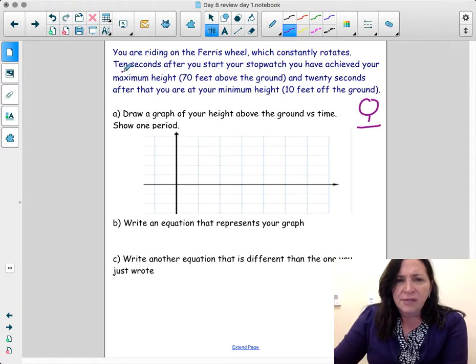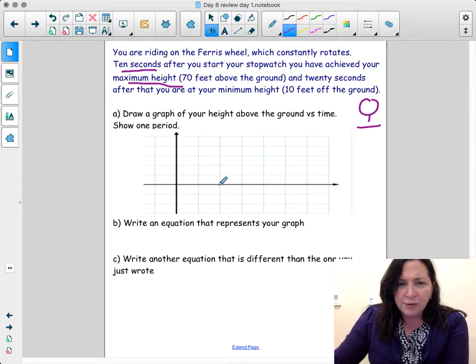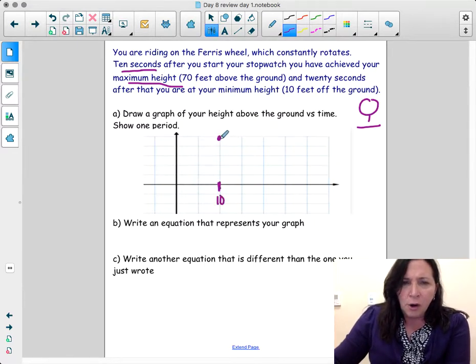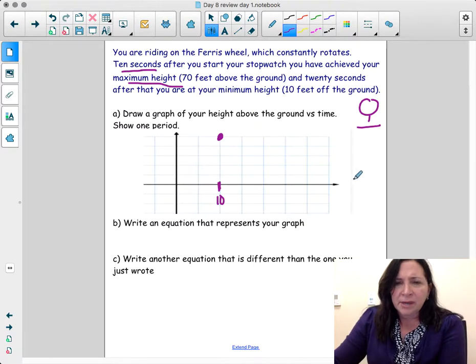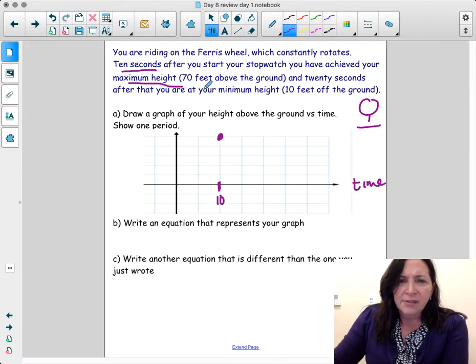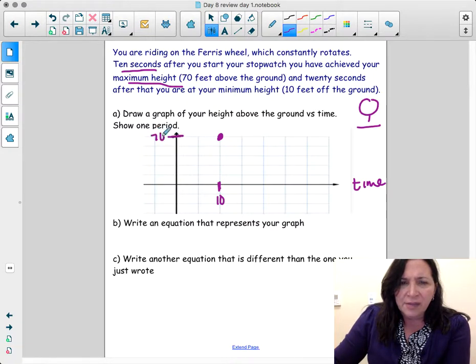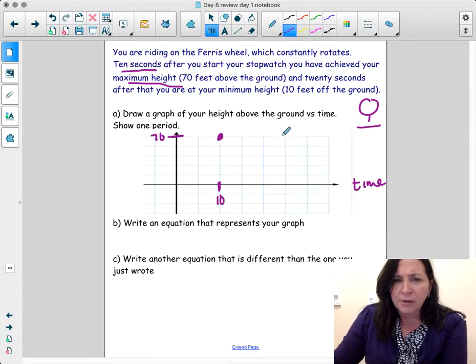They give us 10 seconds after you start your stopwatch, you've achieved your maximum height. So that means that after 10 seconds, we'll just say this is 10, we're at our maximum height. This is my time. It says that maximum height appears at 70 feet above the ground.